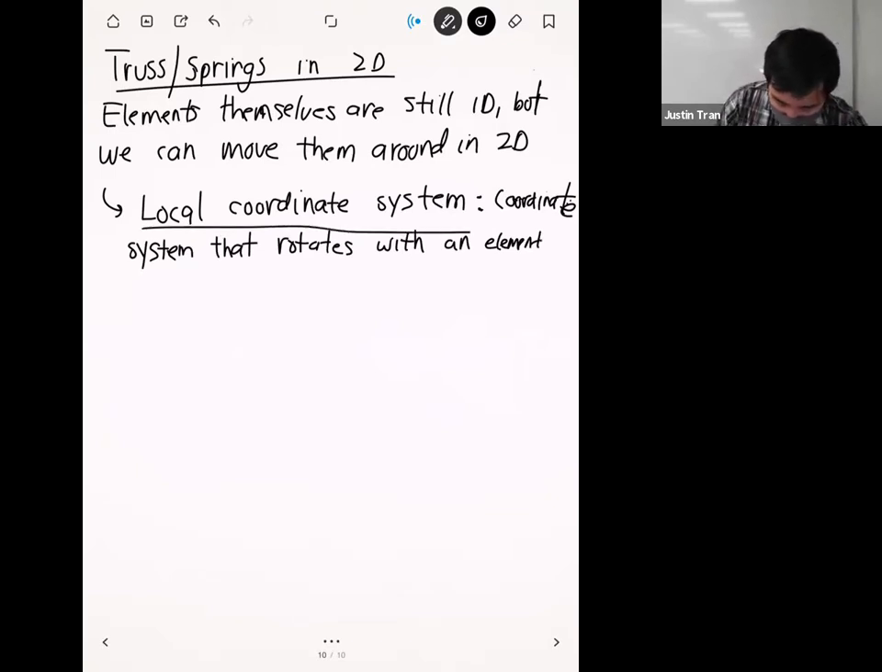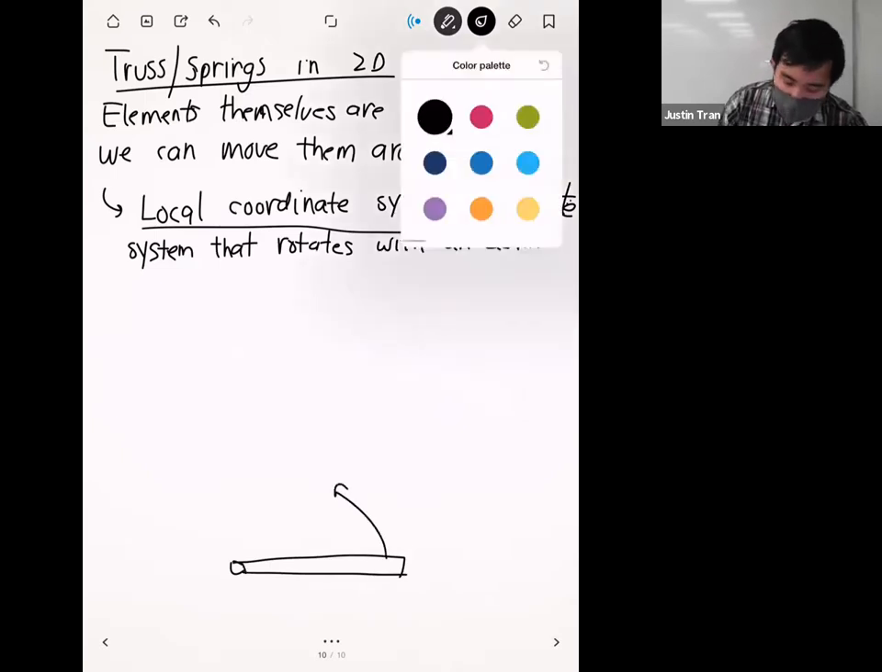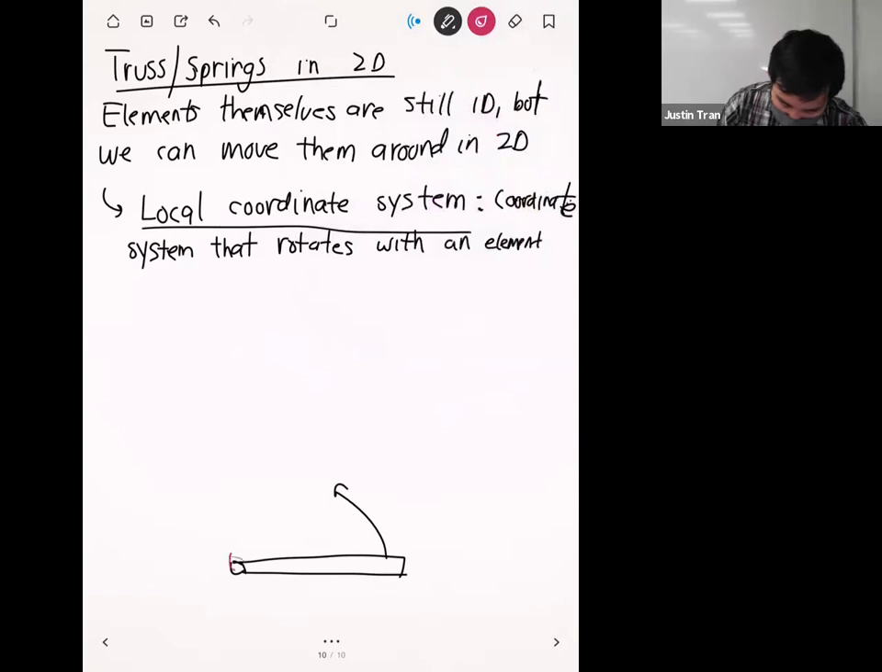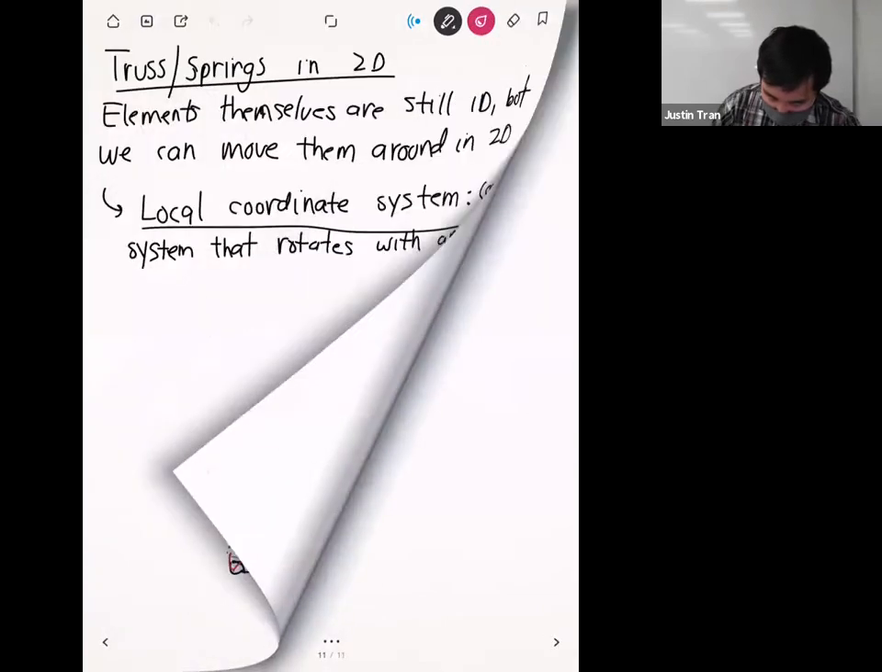And so let's say that we have a truss element. And then let's say that we've rotated it upwards like this. And so now the new configuration for the truss element looks like this, right? Because we've rotated it upwards. And let's say that we've rotated it upwards with an angle of theta.